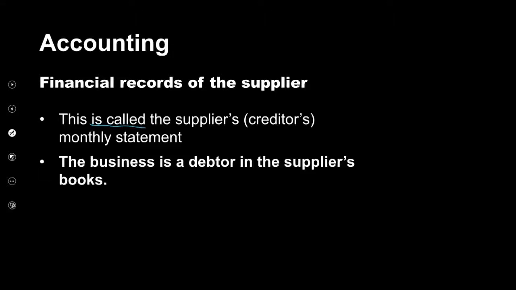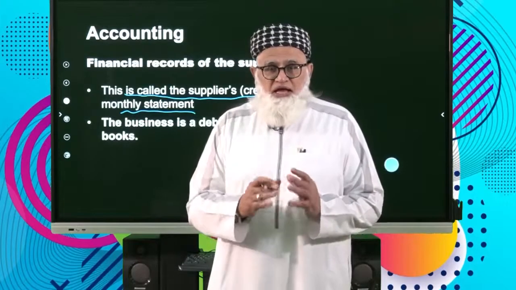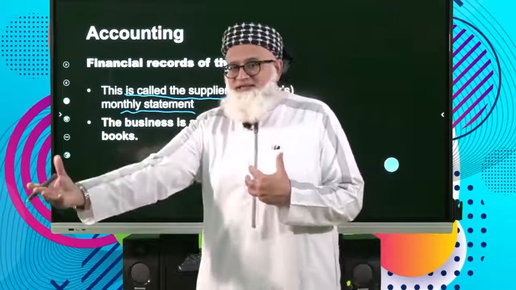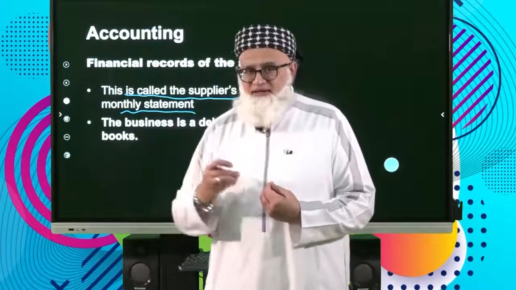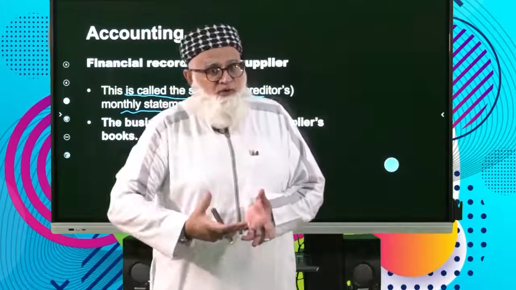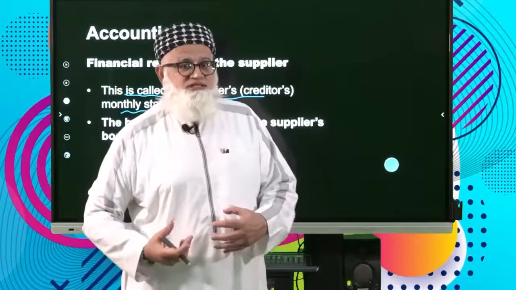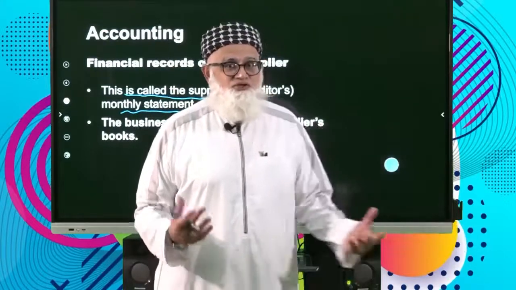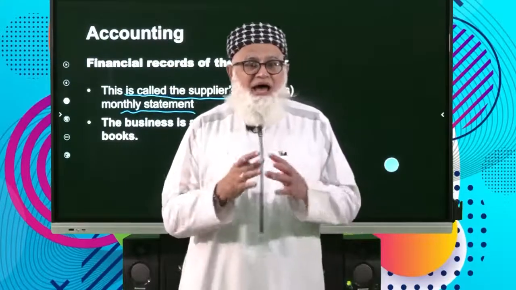So this is what we call the supplier or the creditor's monthly statement. Now, let's change the perspective. From our perspective, we the business bought goods on credit, we owe money to the supplier. They're our creditors because we owe them money. But if we change the perspective and say we the supplier, we have supplied goods to that business, therefore they are our debtor. Can you see that? So understand where and how it works.